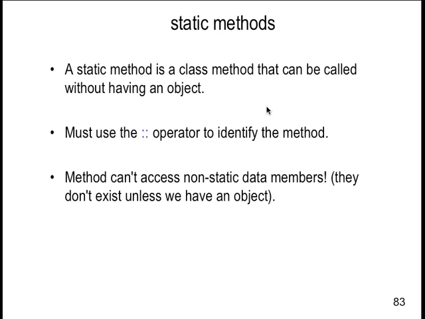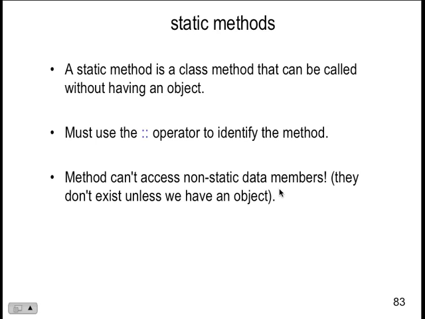So the static methods create the class level variables and the class level methods. So it affects all of the dogs at one time instead of just each instance of the dog. You have to use the scope resolution operator, which is this one here, to identify the method. And the method can't access non-static data members.